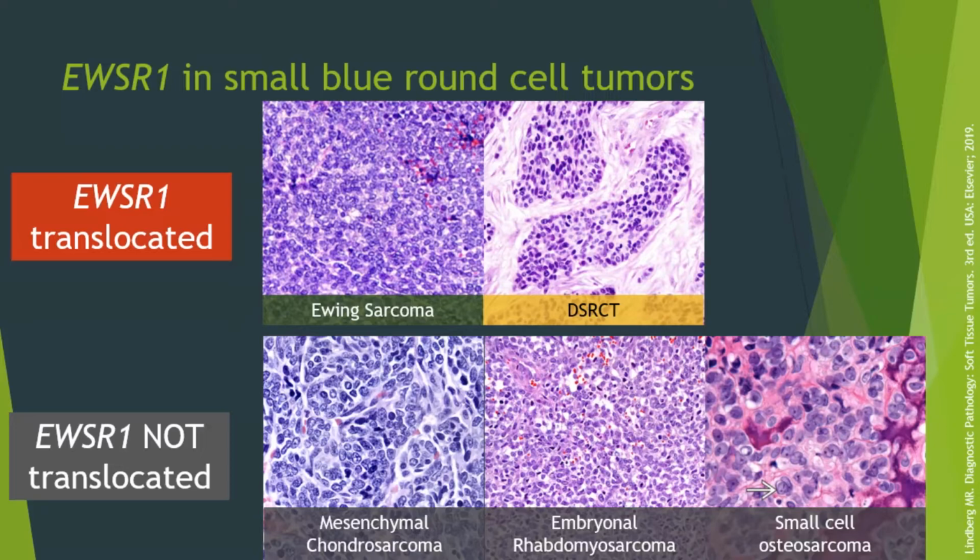For example, mesenchymal chondrosarcoma would have islands of hyaline cartilage, embryonal rhabdomyosarcoma may have positivity for desmin, myogenin, and myo-D1, small cell osteosarcoma would have islands of osteoid. So it is usually in cases wherein these H&E features or the IHC features are not present or equivocal, these are the cases where molecular testing is usually necessary.